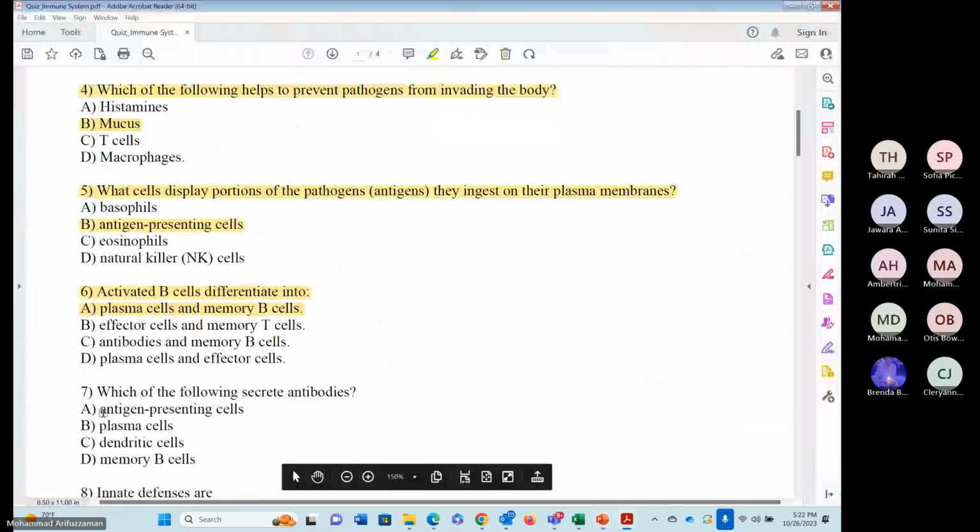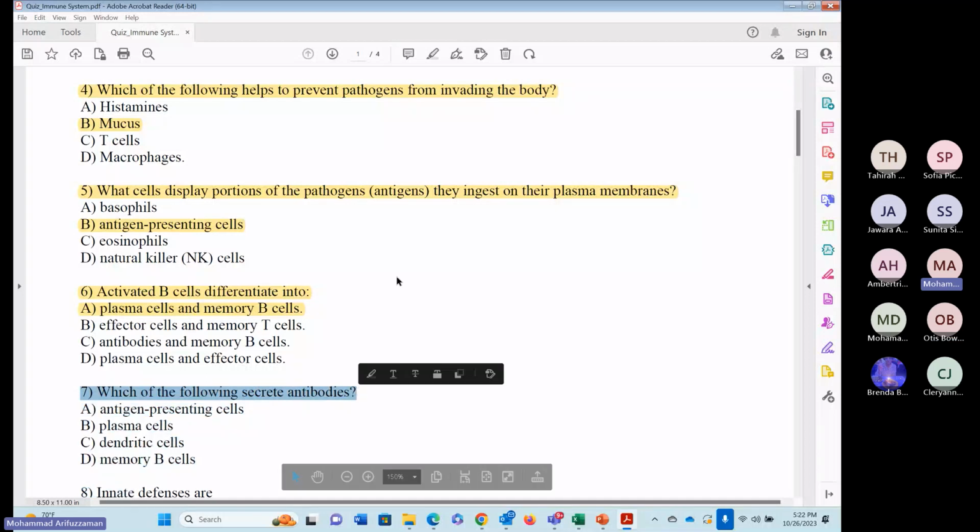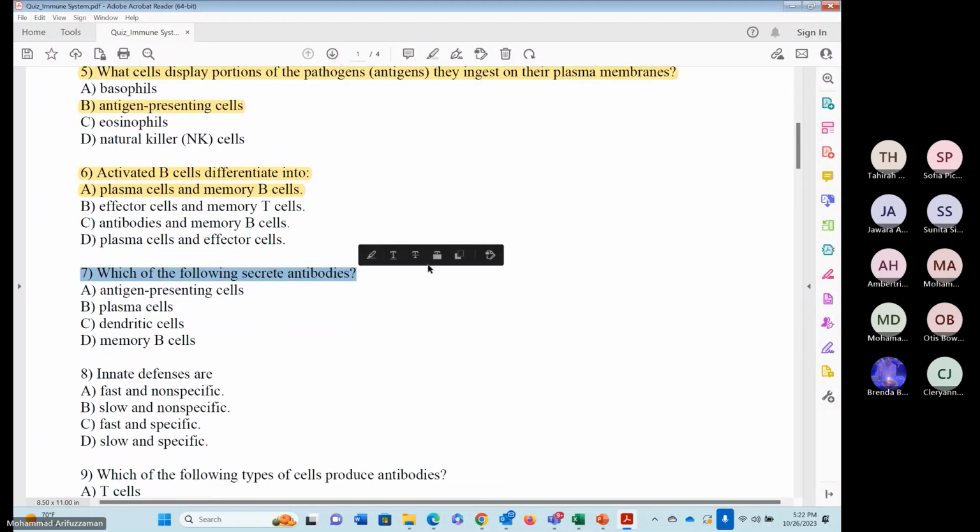Okay, good. Which of the following secretes antibodies? Plasma cells, correct. The plasma cells secrete antibody. What is the function of memory B cells?